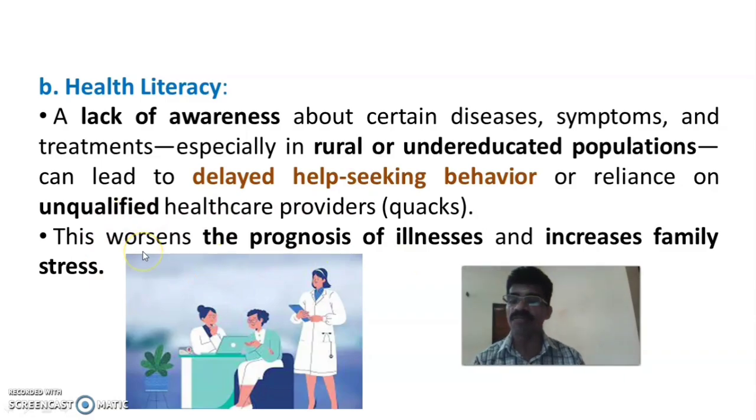This type of behavior will worsen the prognosis of the illness. It will take more time for the illness to recover, which may lead to complications, disability, etc. At the same time, it increases family stress, because they cannot cope with the situation due to lack of awareness and education. So this is how health literacy impacts the family when there is an illness or disease in the family.